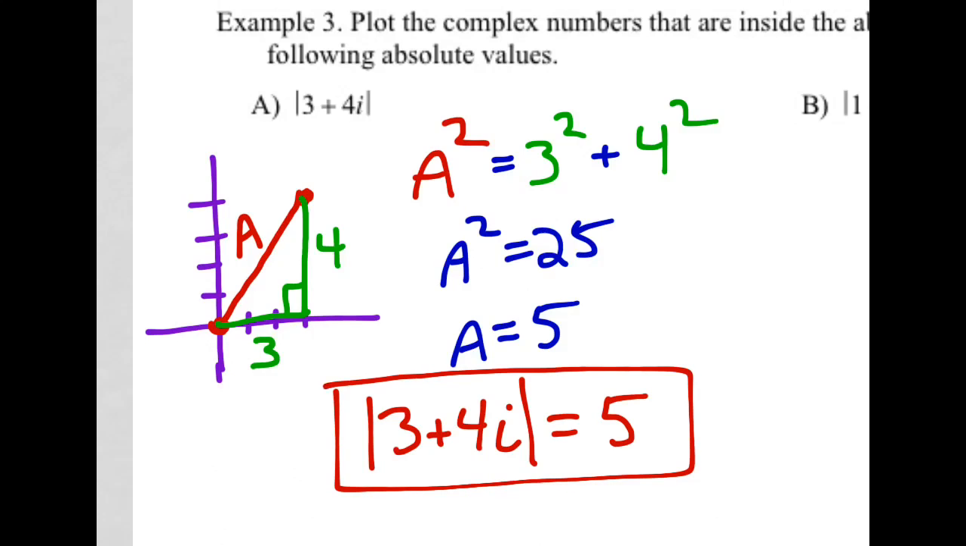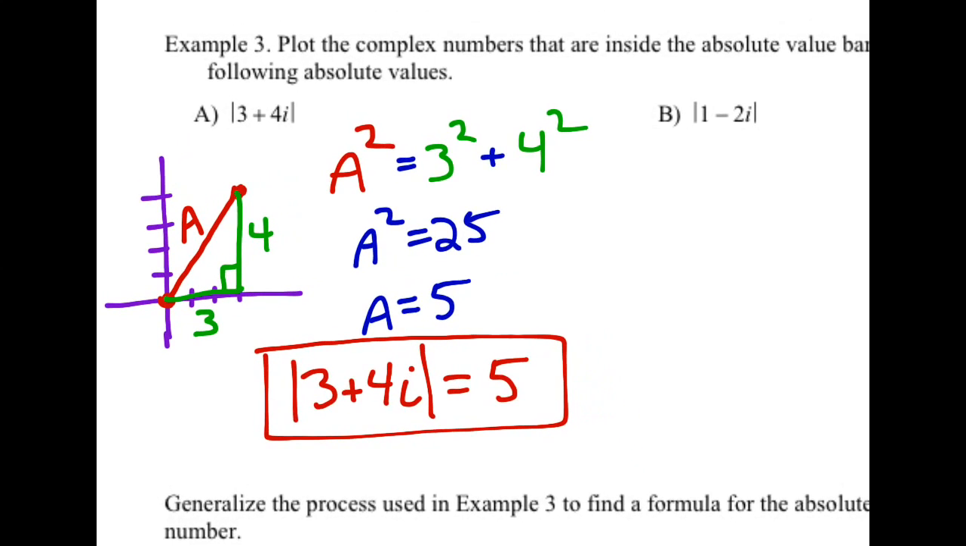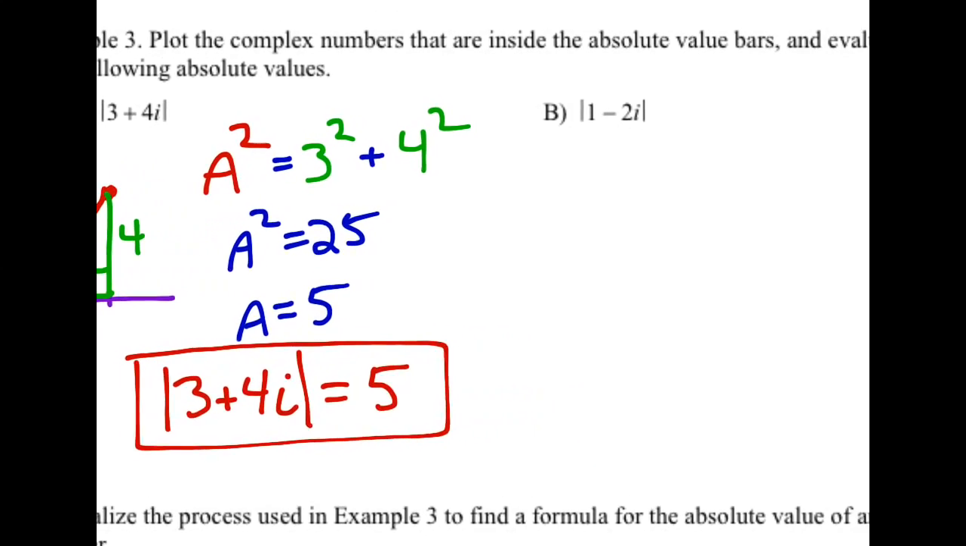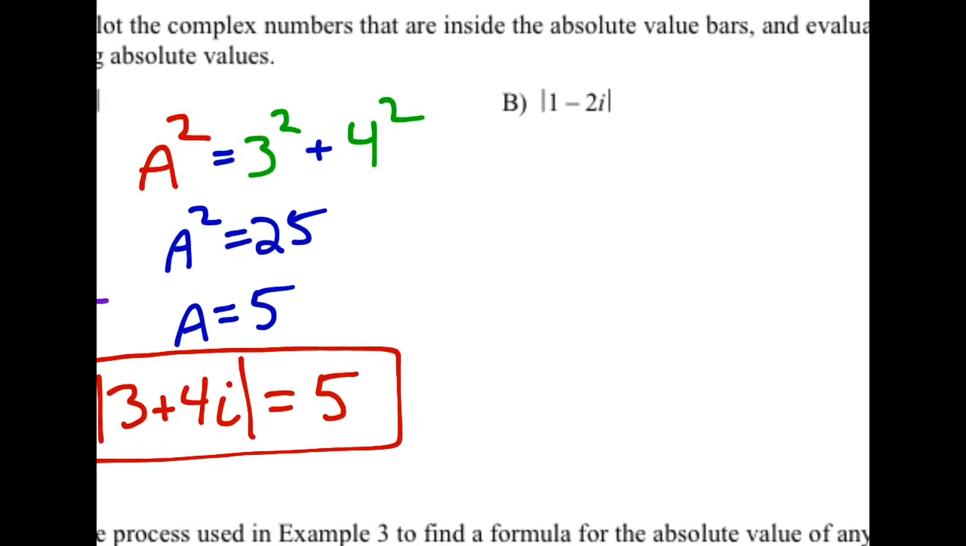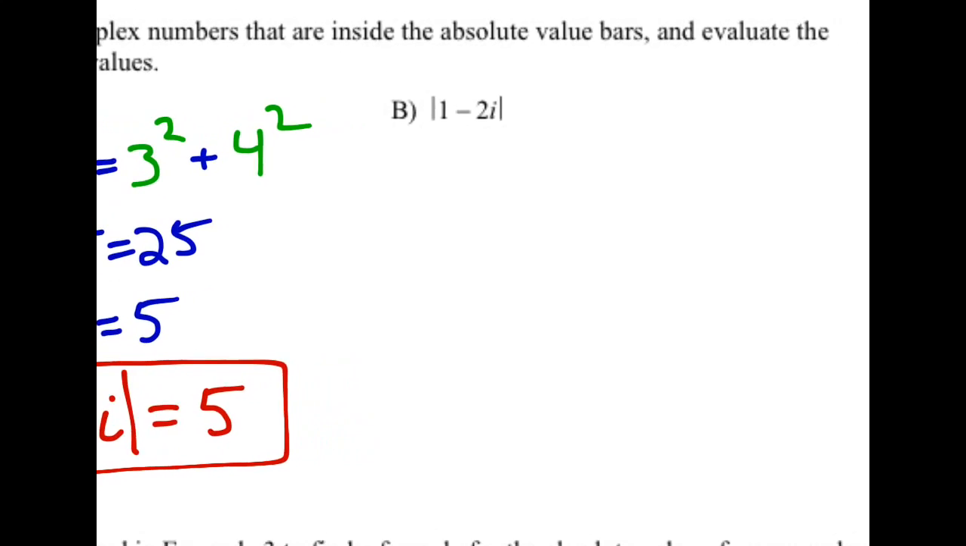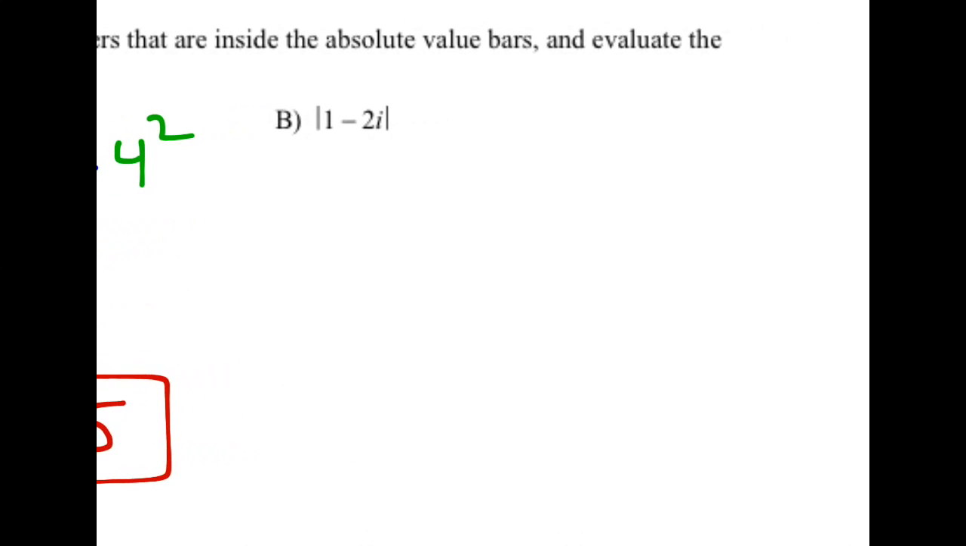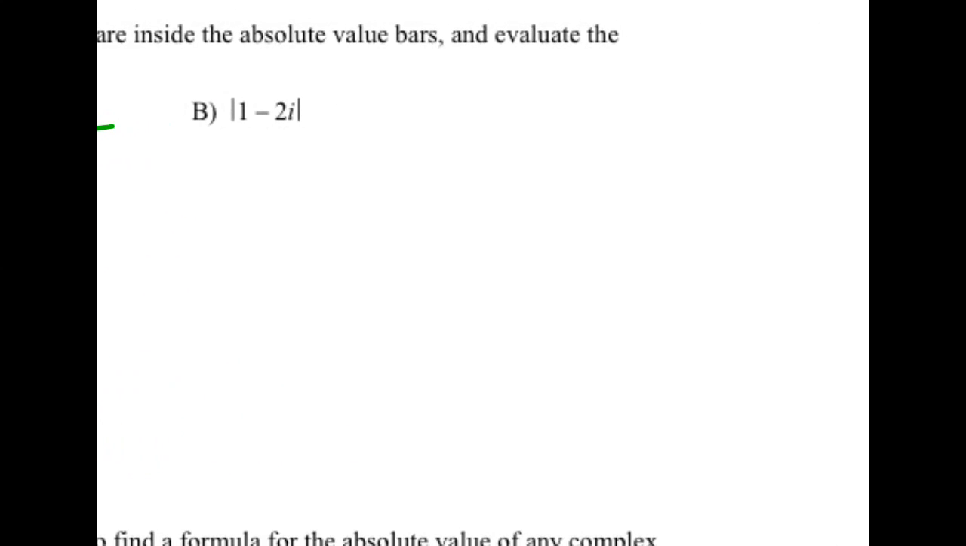One thing to point out, whenever you take the absolute value of any number, it's always going to be a real number because it's measuring a distance. So the absolute value of a complex number such as 3 plus 4i will still turn out to be a real value in the end. So let's look at this one. We've got 1 minus 2i. So it's 1 in the real direction, negative 2 in the imaginary direction. So I'm talking about this point right here.